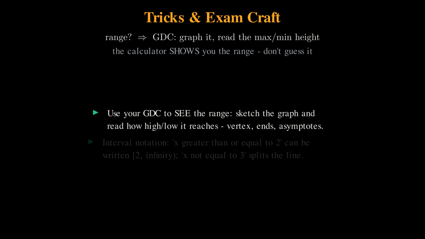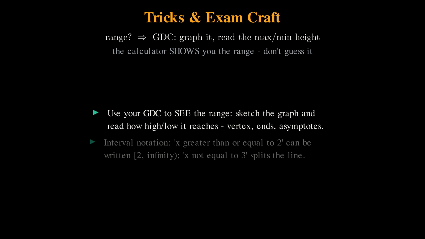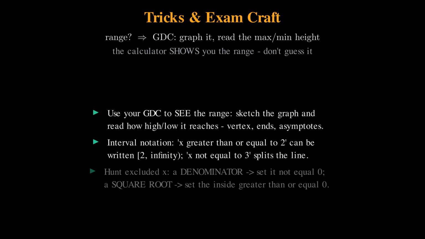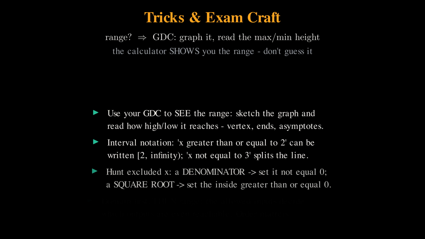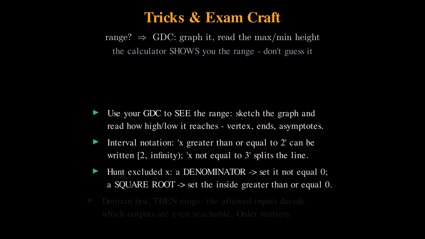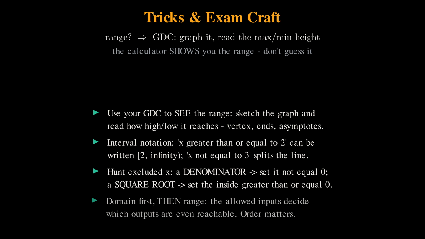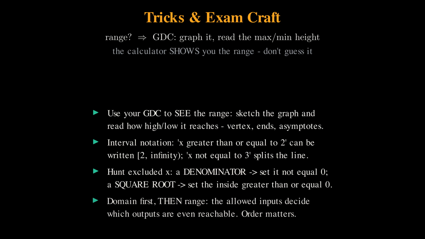2. Know interval notation. x at least 2 is the interval, 2 to infinity. 3. To find excluded inputs, set any denominator not equal to 0, and set the inside of any square root greater than or equal to 0. And 4. Always do domain first, then range. The inputs you allow decide which outputs you can even reach.